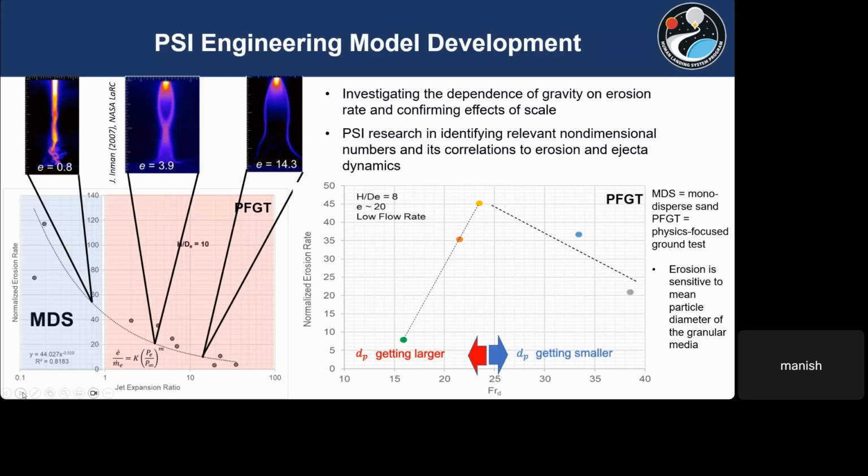The other one that we saw was densimetric Froude number, which has been historically characterized in the past as well. Landon Clark had done it back in the 60s. We see it with relatively new data here from PFGT. Basically, you're in two regimes. When the particle diameters are large, you're weight dominated, and so your normalized erosion rate will decrease. As your Dp gets smaller, your cohesion value goes up, and so your normalized erosion rate once again decreases.